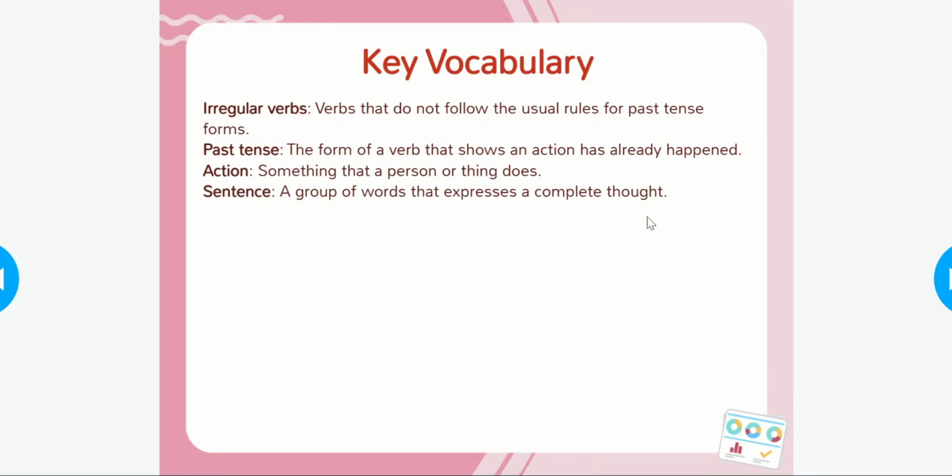We're going to be talking about the past tense, which is the tense we use to talk about something that has already happened. Yesterday, last night, last year. And an action is a verb. It's something that someone or something does.